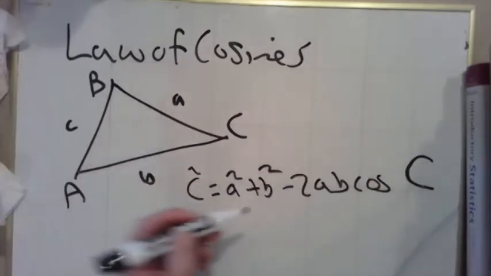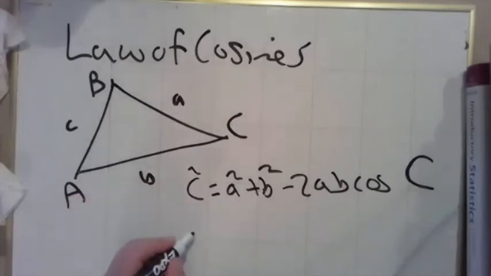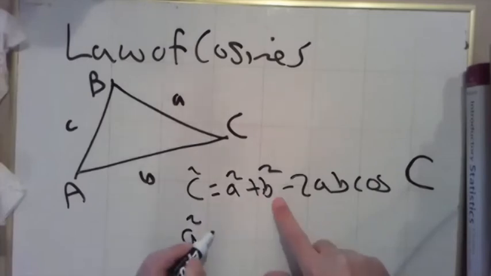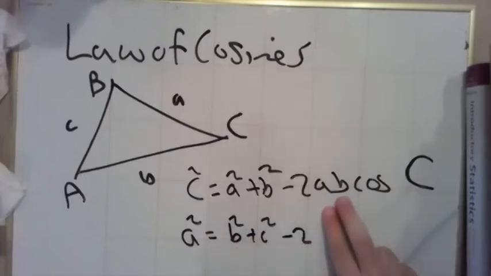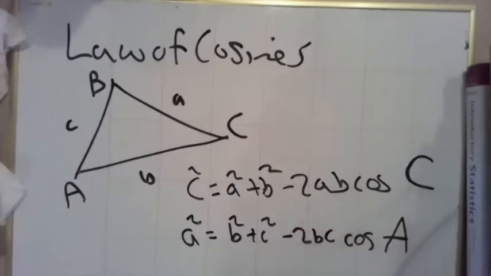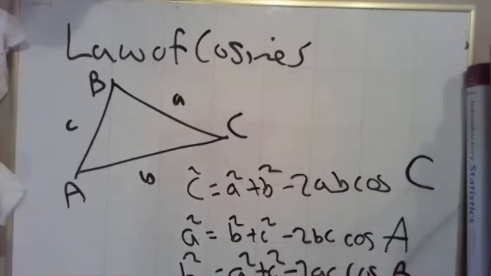But I could write out the same formula for either of the other sides. Let's notice the pattern here. A squared should be the other two guys, b squared plus c squared, minus twice the other two guys without the square, bc, cosine of his angle, angle A. Notice those two go together. And similarly, b squared equals a squared plus c squared minus 2ac cosine of angle B. The B's go together.